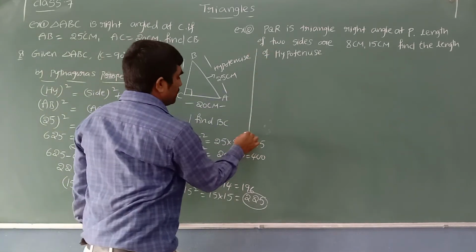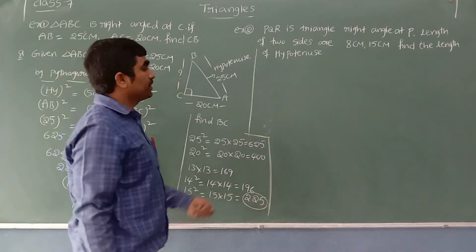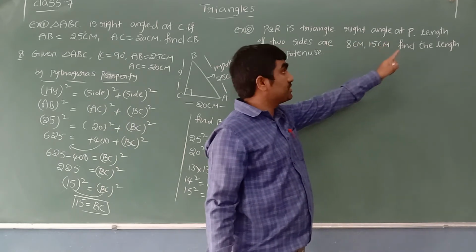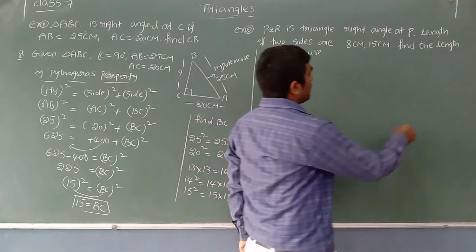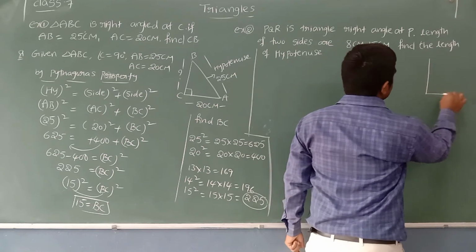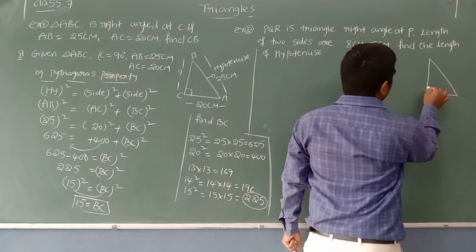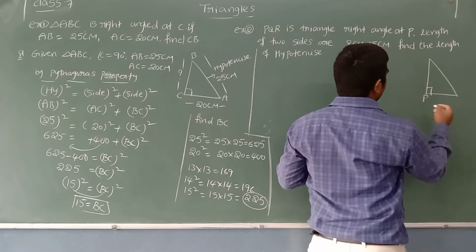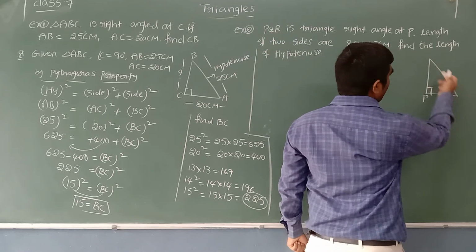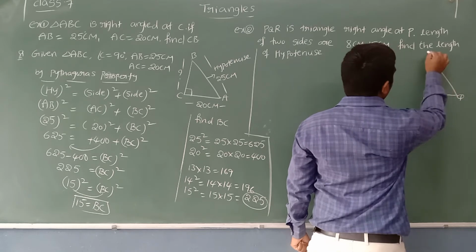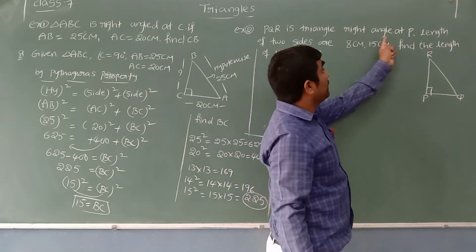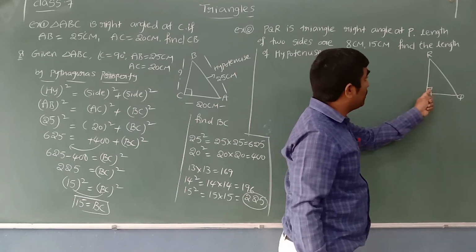One more example based on that same concept. PQR is a triangle, right angle at P. This is also a right angle triangle, right angle at P. Let me take my right angle triangle, right angle P. Write QR anywhere, your wish. Let me write QR. But in a right angle we should take only the vertex P.